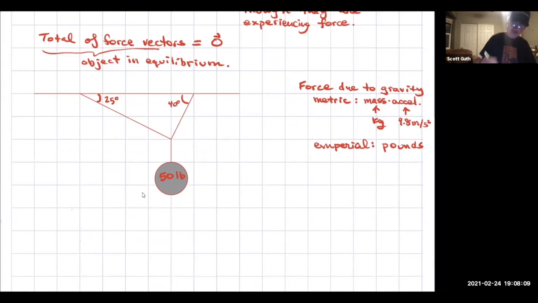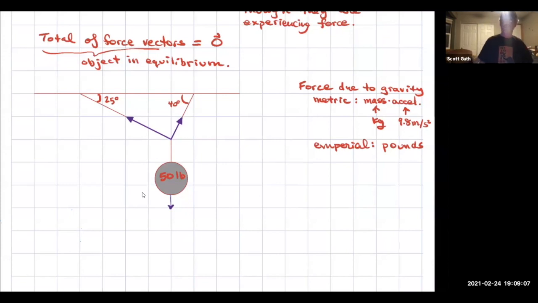There are tensions. You have to think that this object is not falling. We are aware that the weight of the object is pulling downward, so there's a downward force here, which I'll draw in a different color, just due to gravity. But you also have to recognize that there are upward forces as well, pulling up. If these ropes don't pull up, then the object just falls.